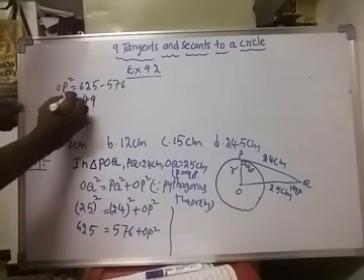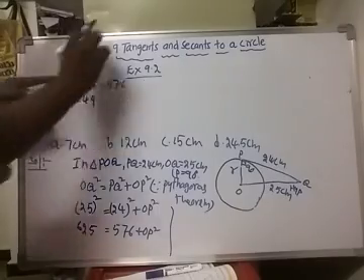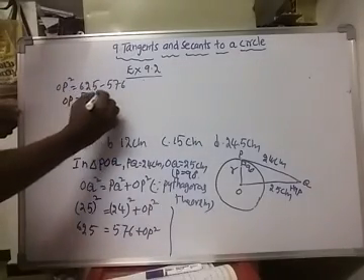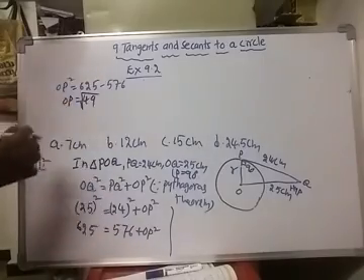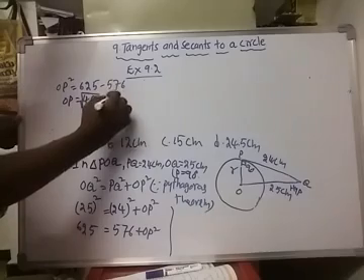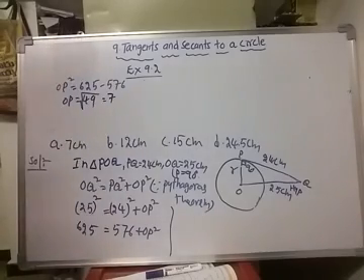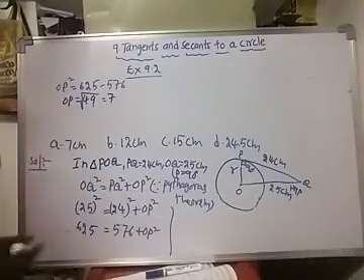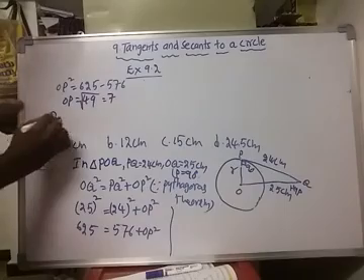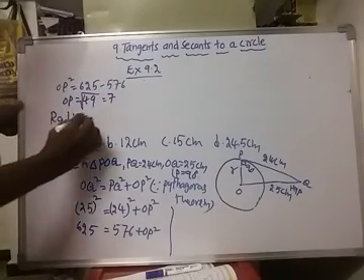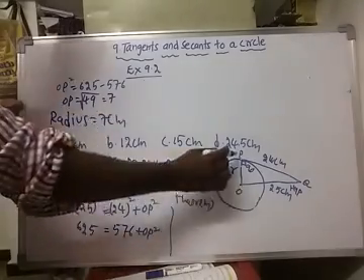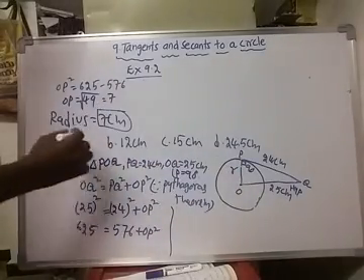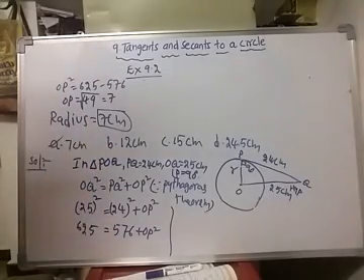So OP square is 49, and transposing the square to the right-hand side we get a square root. The square root of 49 is 7. Therefore the radius of the circle, OP, is 7 centimeters. Which one is the correct answer? A is the correct answer.